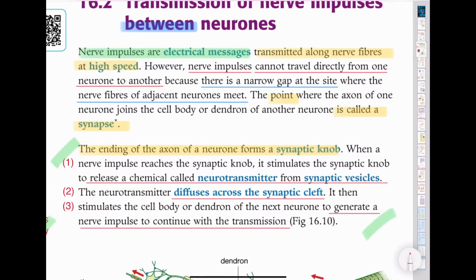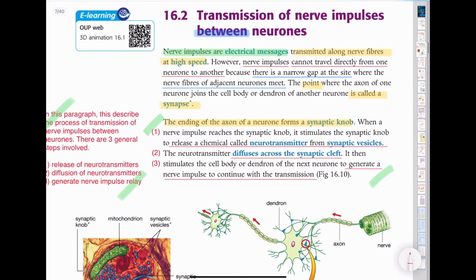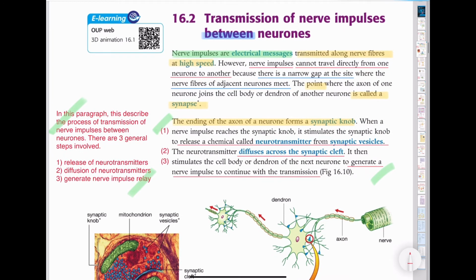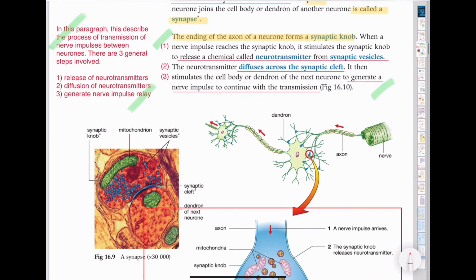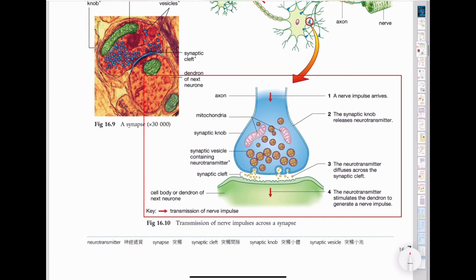So the axon of one neuron is not directly connected with another neuron's dendrites. That's why there is a gap. We call it the synapse, in between the neurons. When you are doing revision about nerve impulse transmission, don't just think about transmission in one neuron. You also need to think about transmission between neurons, and we call the concept on this page the synapse.